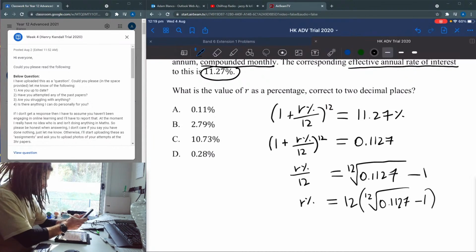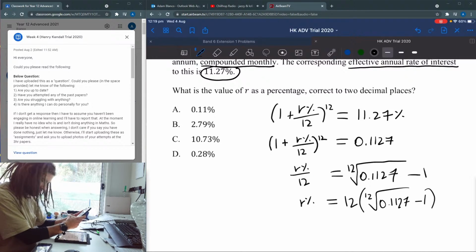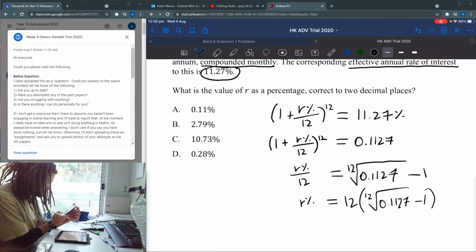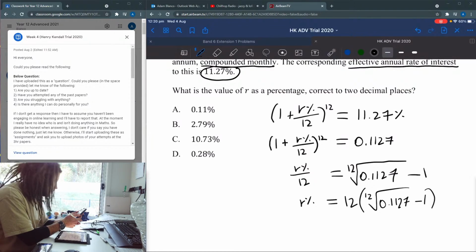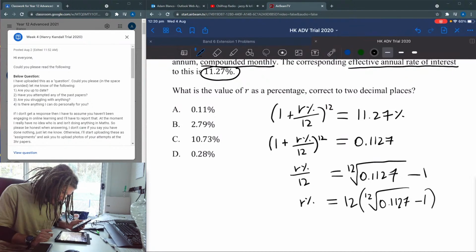This is going to be really strange to type into my calculator. 12, the 12th root, I think I've never done that before, 0.1127 minus 1. Ended up with a negative. Why don't I end up with a negative? Do I need to add 1? No.